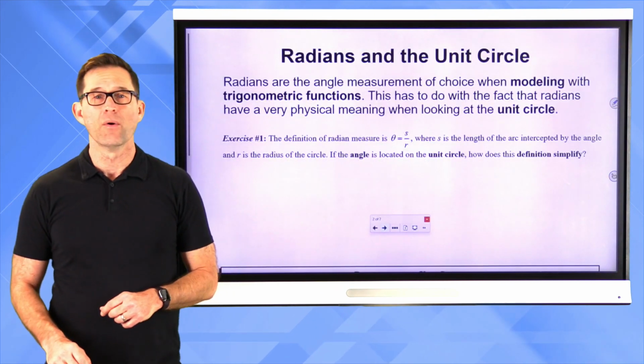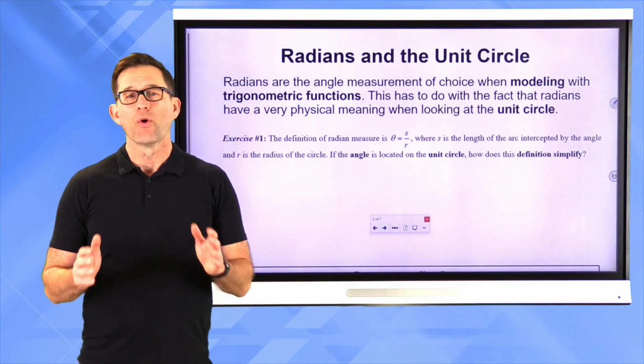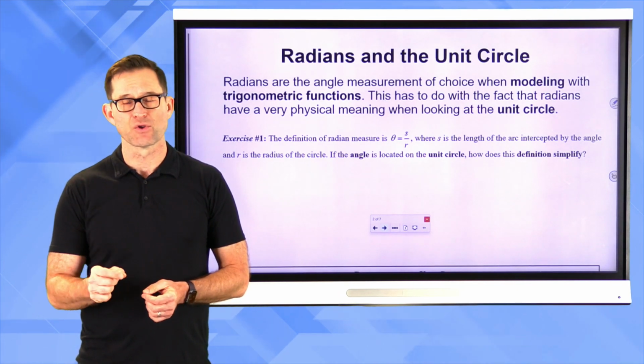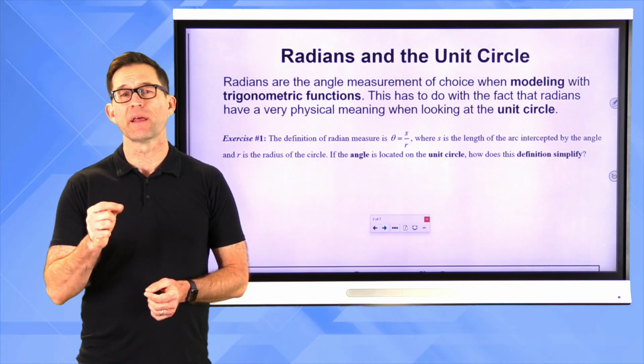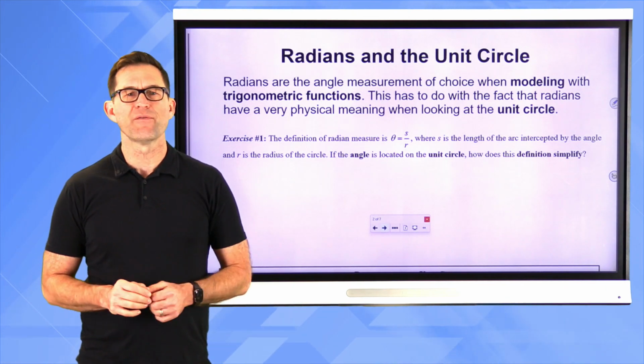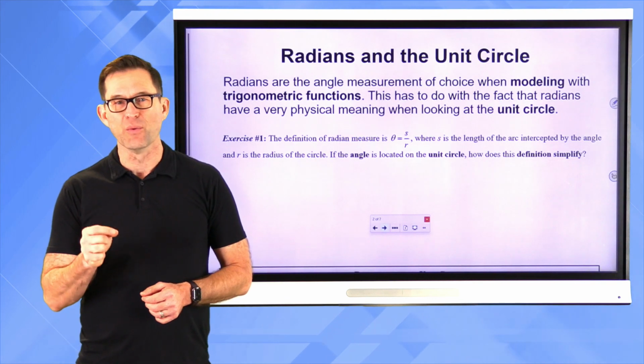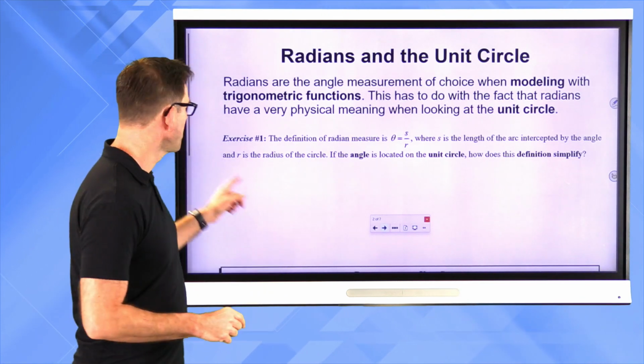All right, here we go. Radians in the unit circle. Radians are the angle measurement of choice when modeling with trigonometric functions, and we're going to see that in the coming lessons. This has to do with the fact that radians have a very physical meaning when looking at the unit circle. So let's talk about that a bit.